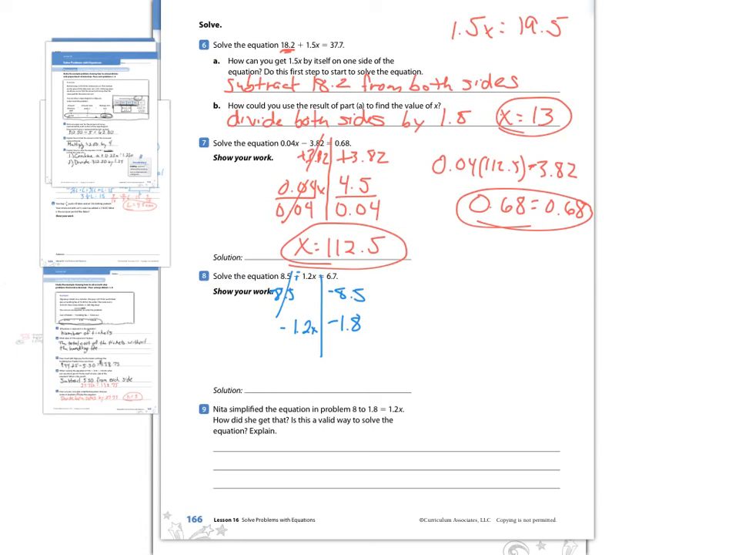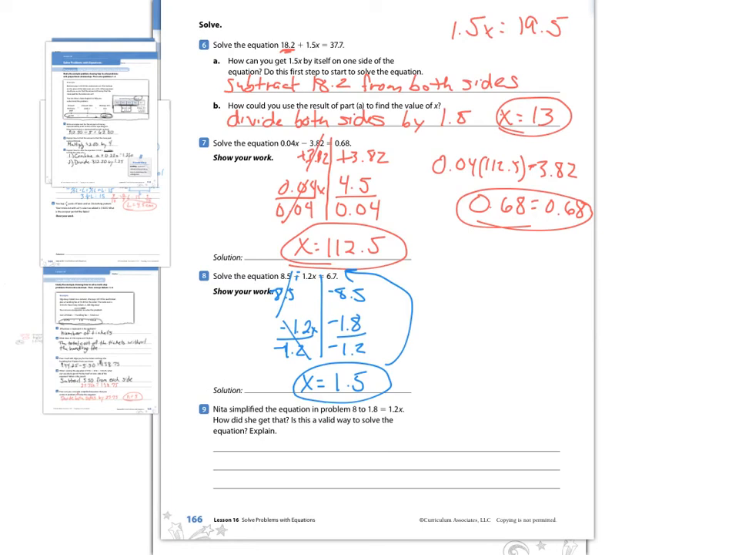Again, using inverse operations, I would then divide by the coefficient of x. So divide both sides by negative 1.2. Your value of x comes out to equal 1.5. Take that value, substitute it back into that equation. Make sure our equation comes out to be true, to make sure we did it correctly.